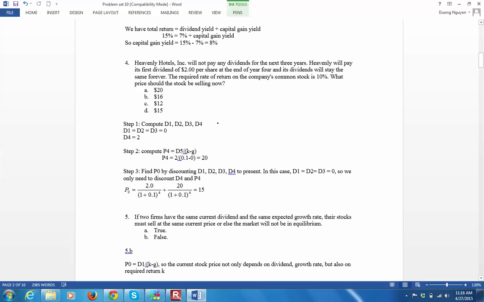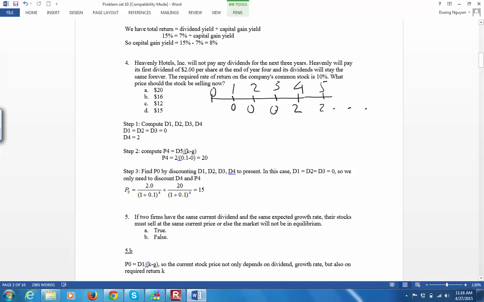Now number 4, Heavenly Hotels will not pay any dividends for the next 3 years. For the next 3 years, 0 dividend: 1, 2, 3, 0, 0, 0. It will pay its first dividend of $2 at the end of year 4, and the dividend will stay the same forever. The required return is 10%.